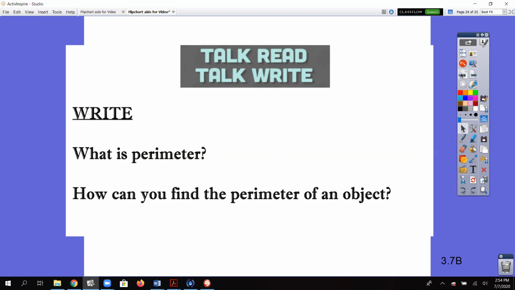They should write something like, it is the distance around a figure. How can you find the perimeter of an object? You would add all the side lengths together. You find the sum of the side lengths. So just having that discussion with them and making sure that they have a deep understanding of it.